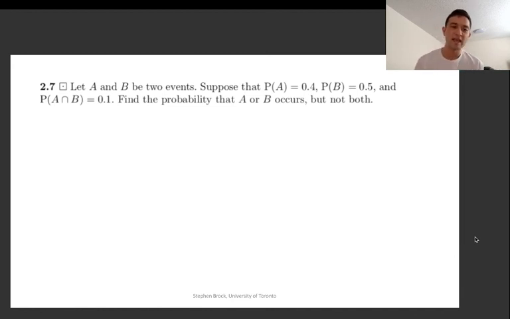So question 7, let A and B be two events. Suppose that the probability of A is 0.4 and the probability of B is 0.5, and the probability of the intersection of A and B is 0.1. Find the probability that A or B occurs, but not both. All right, so A or B occurs. That should be ringing some bells. That's union, right? The probability that A or B occurs is the probability of A union B. But not both. So not quite the inclusive union that we're looking for, but the exclusive one. So we want to take the probability that the union occurs minus the probability that both of them occur, which is minus the probability of the intersection of A and B.